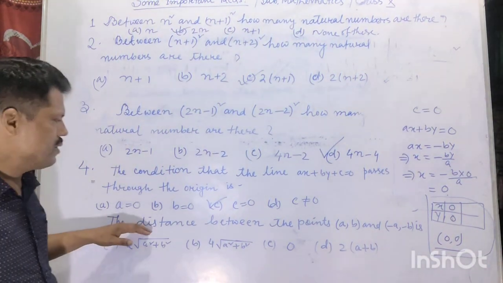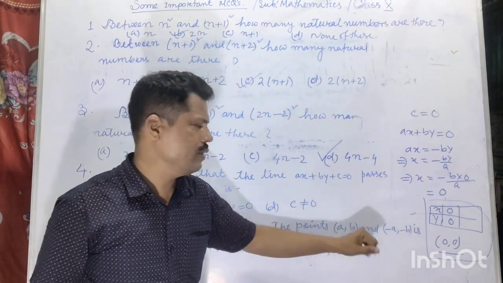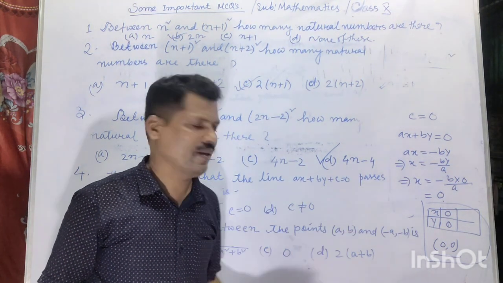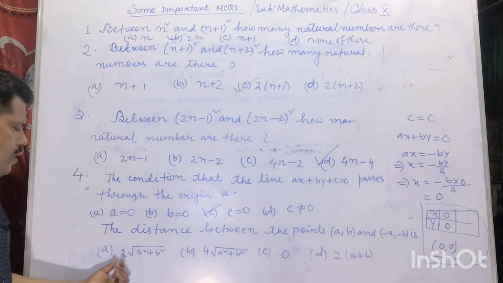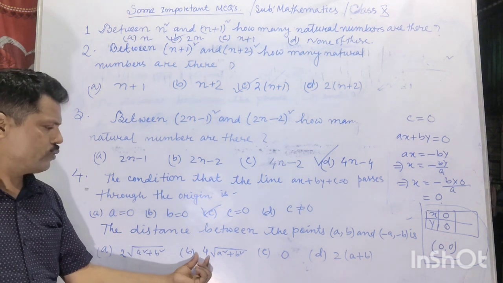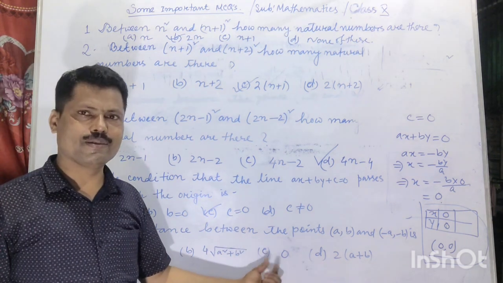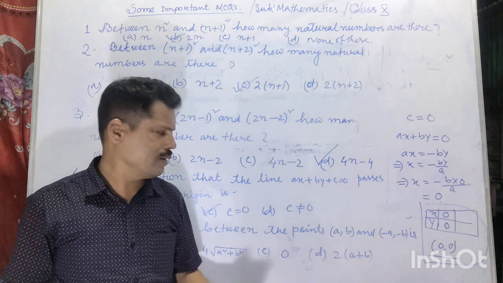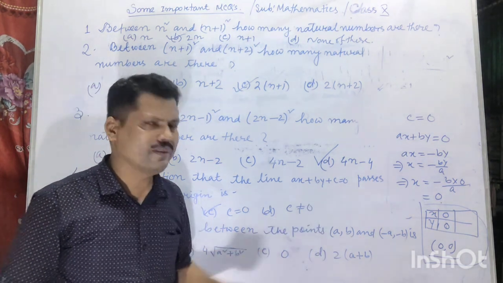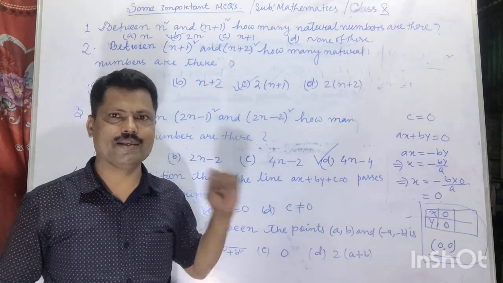Next one: the distance between the points (a, b) and the other point with coordinates (minus a, minus b). The options given are: A, twice of under root a square plus b square; B, 4 under root a square plus b square; C, 0; and D, twice of a plus b. Let's see which one is correct.